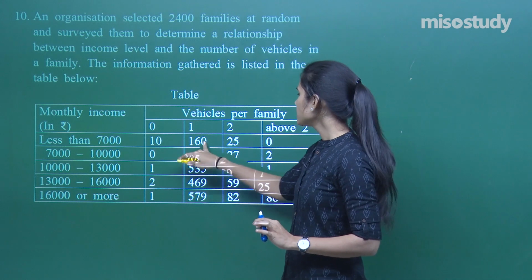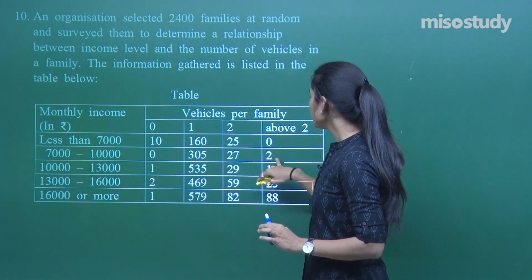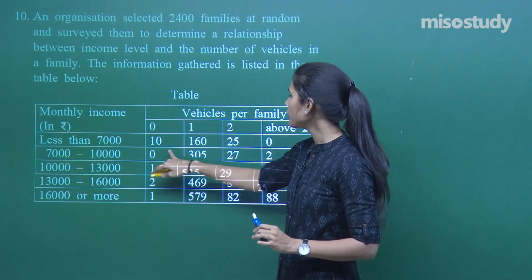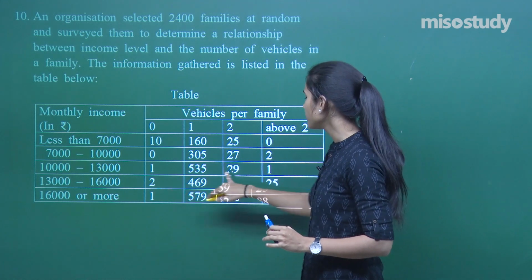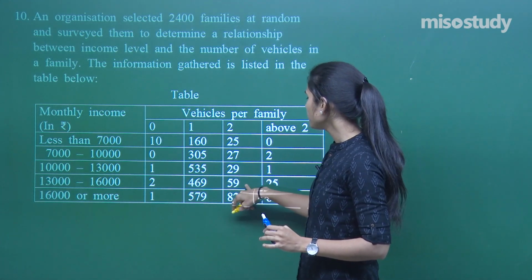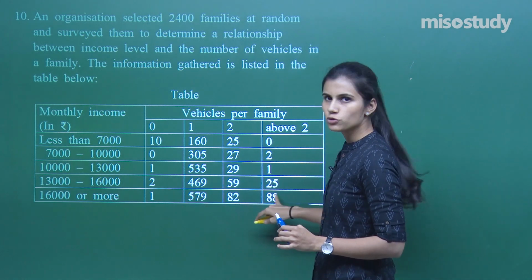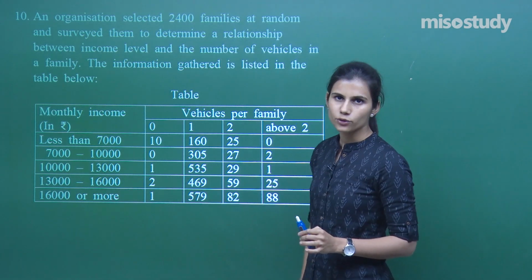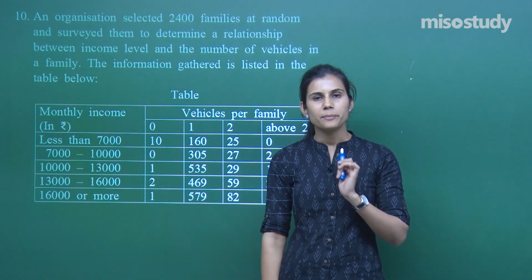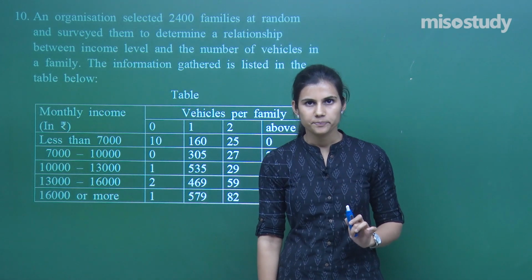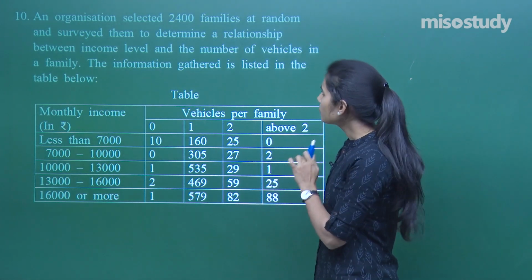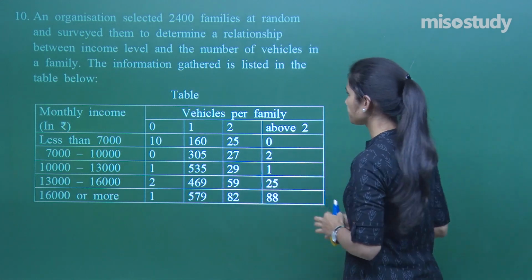When you add 10 plus 160 plus 25 plus 0 plus 2 plus 27 plus 305 plus 0 plus 1 plus 535 plus 29 plus 1 plus 25 plus 59 plus 469 plus 2 plus 1 plus 579 plus 82 plus 88, you will be getting 2400, which is the total number of families in which this data was collected. So, the total number of families is 2400.